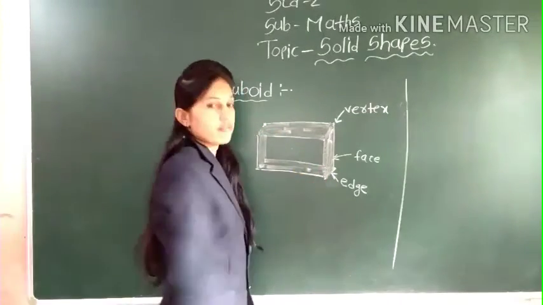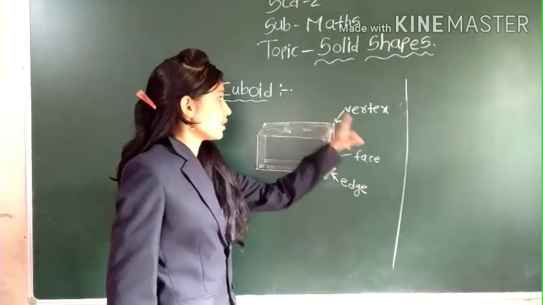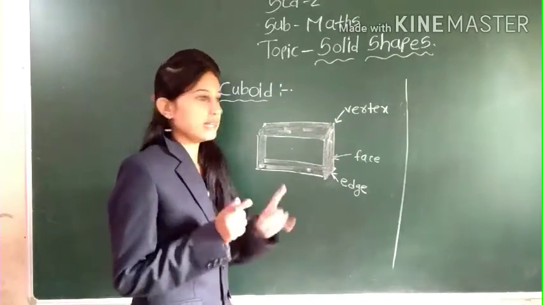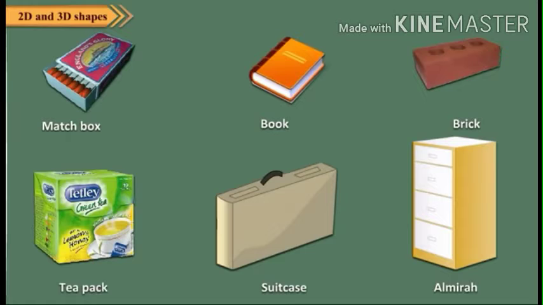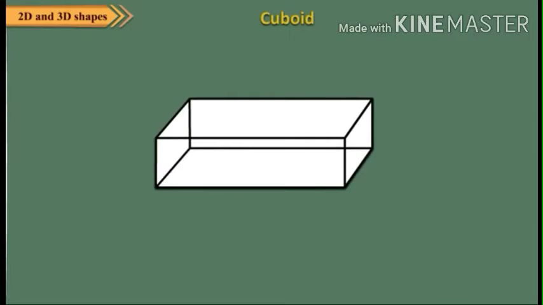These are the 6 faces of a cuboid. How many vertices? 8 vertices of a cuboid. Look at the shapes of objects shown here. All these objects have the shape of a cuboid. A cuboid has 12 edges. The point where 3 edges meet is called a vertex. A cuboid has 8 vertices. A cuboid has 6 faces.